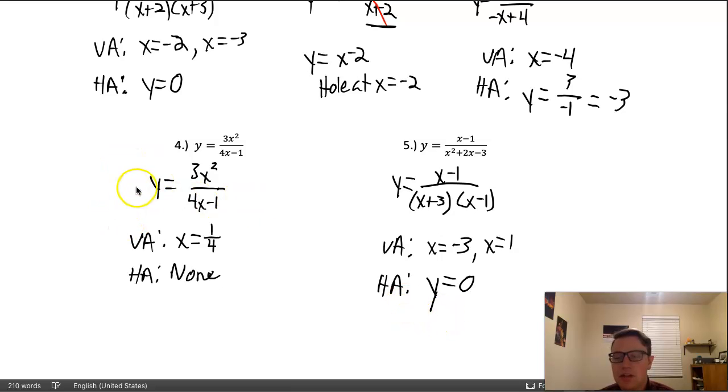And folks, that's all we're covering for this lesson today. We'll come back and cover a little bit more, but for now, make sure you're comfortable with those vertical asymptotes, those horizontal asymptotes, and those holes.